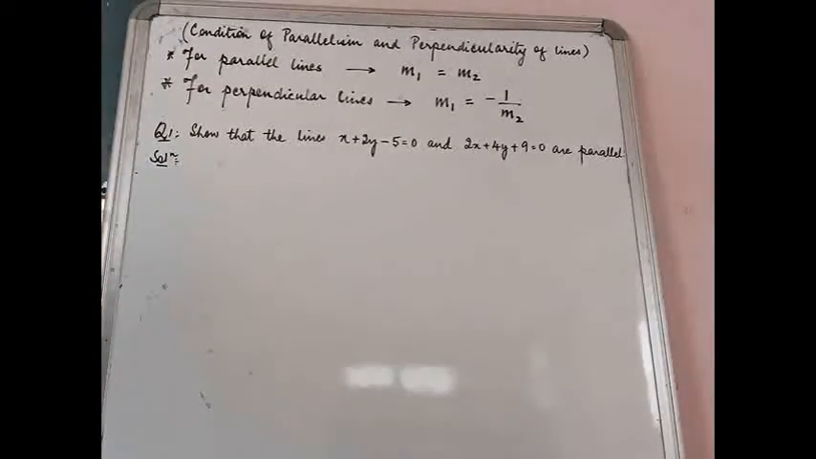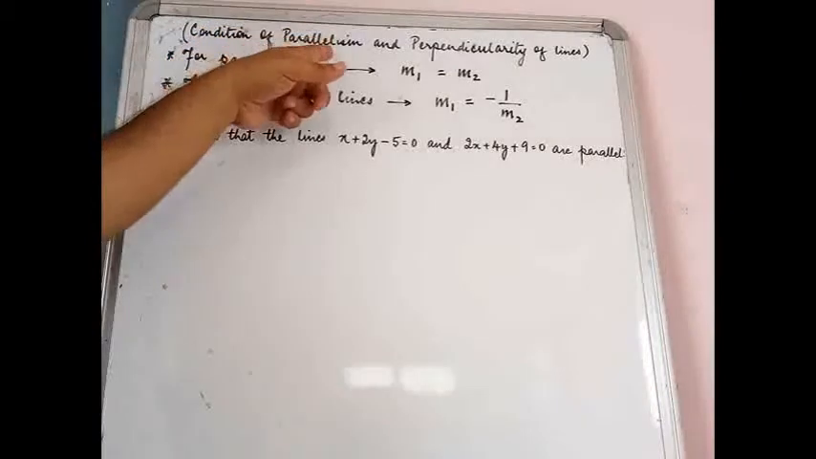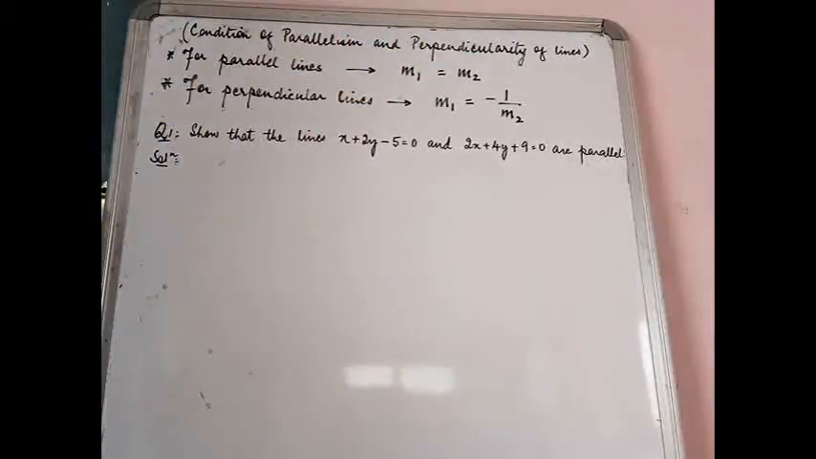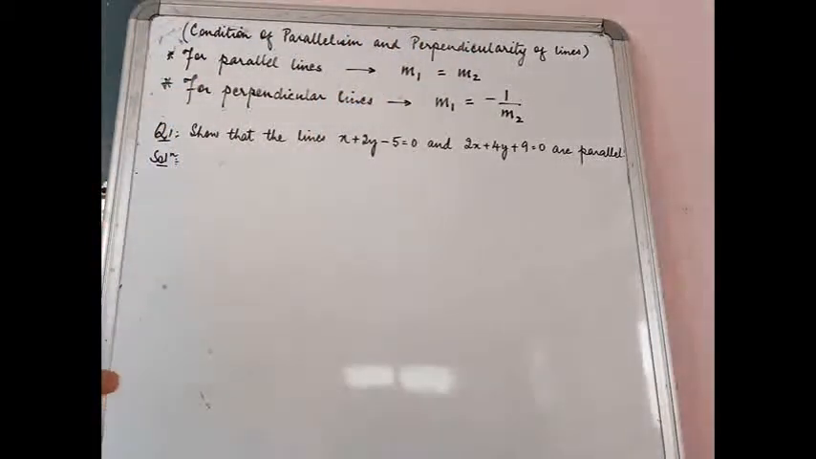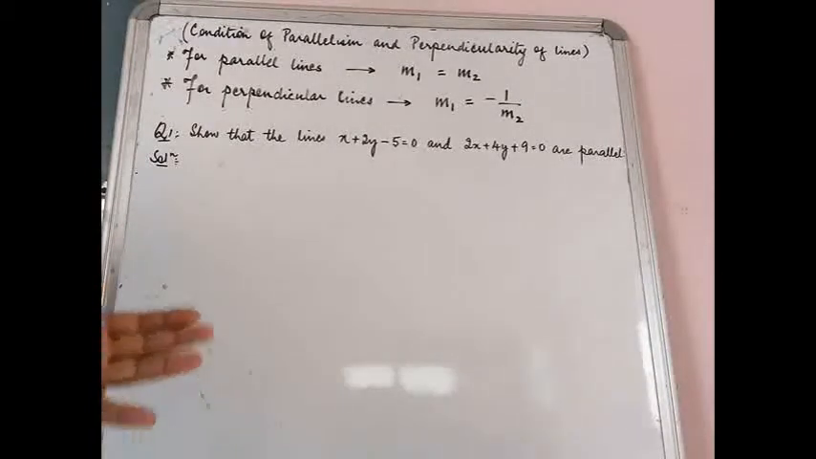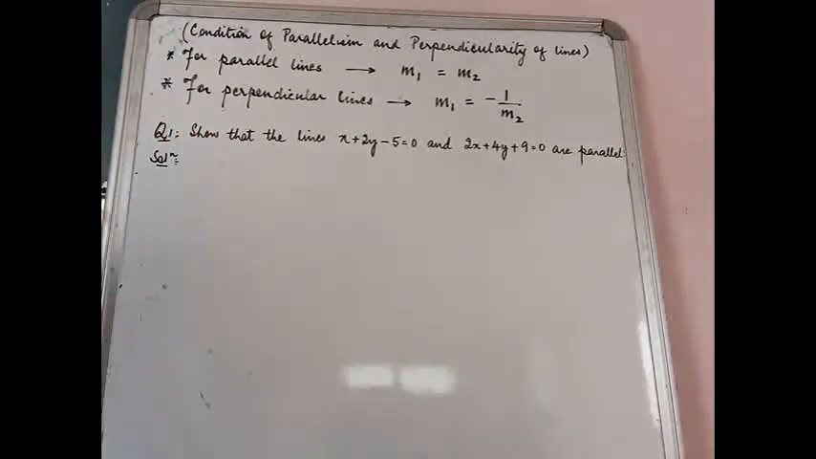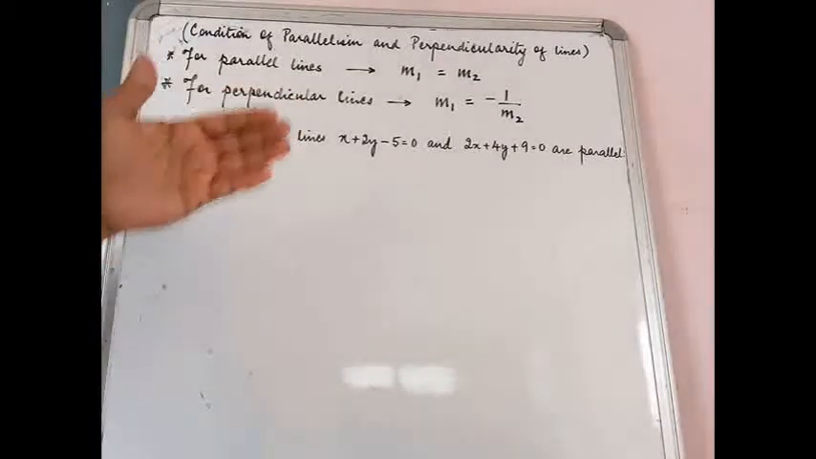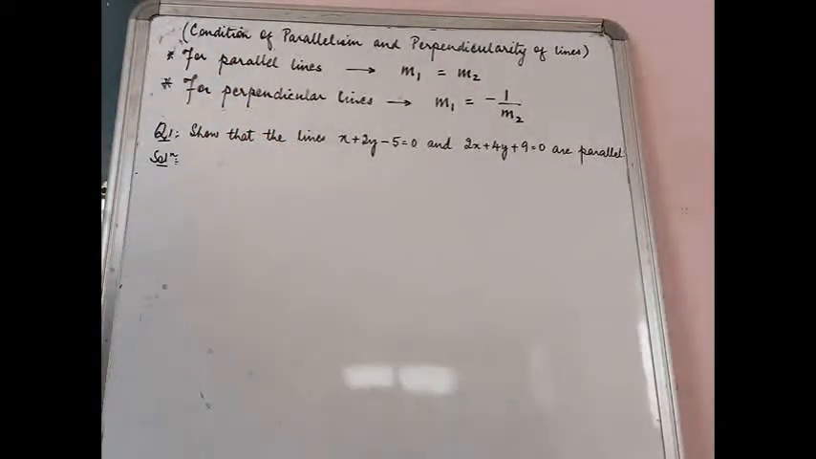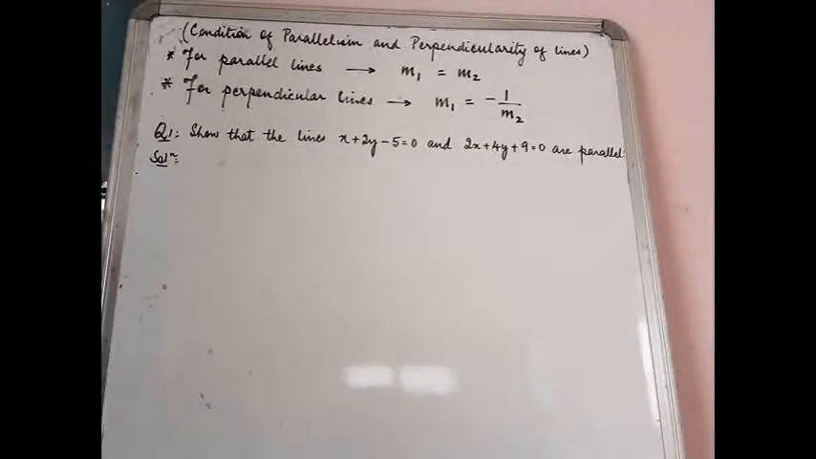Now, as I had mentioned in the previous lecture, in the next lecture we will be discussing the condition of parallelism and perpendicularity of lines. That means what happens if two lines are running parallel to each other, so what is the relationship between their slopes and so on. Similarly, if two lines are perpendicular to each other, that means at 90 degrees to each other, then what will be the condition as far as the slope of the lines are concerned.